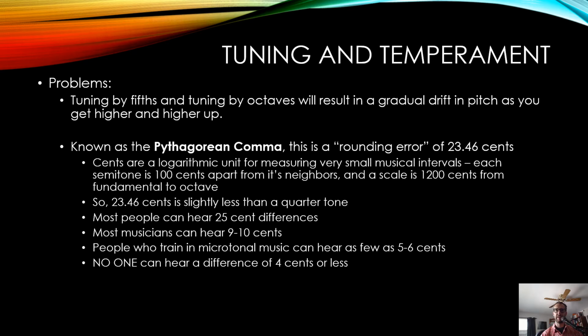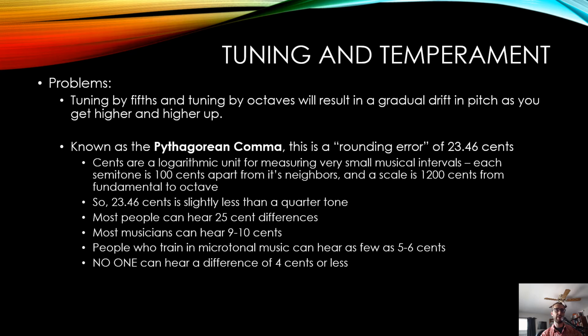And a cent is a logarithmic unit for measuring really, really small musical intervals. Each semitone, so from A to B flat, is 100 cents. G sharp to A, 100 cents. G to G sharp, 100 cents. So that is always going to result in a scale of 1,200 cents from the fundamental to its octave.